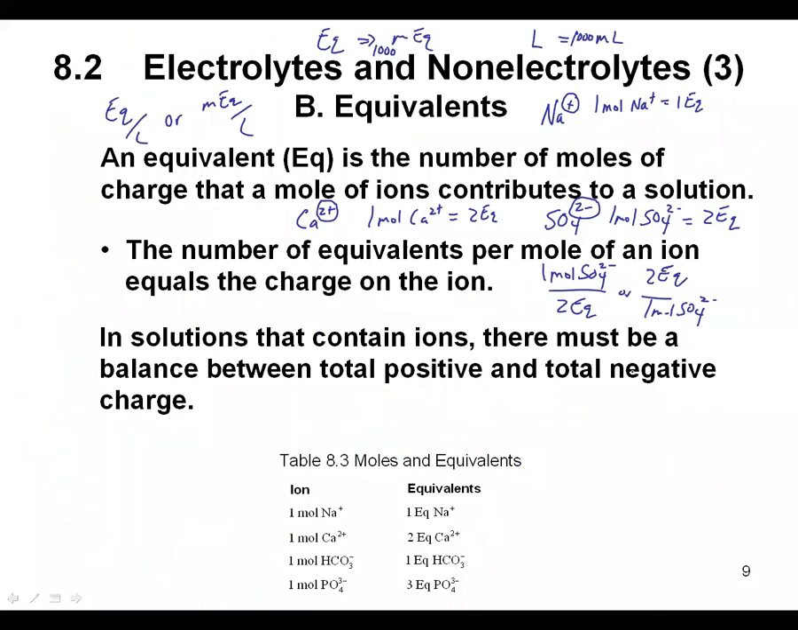So, for example, if we had something like 0.025 moles per liter of calcium chloride, and we wanted to know how many equivalents per liter that would be for each of the ions, the calcium ion and the chloride ion.